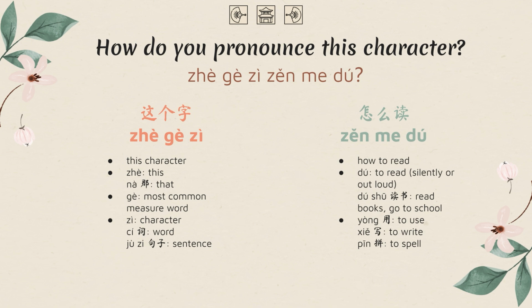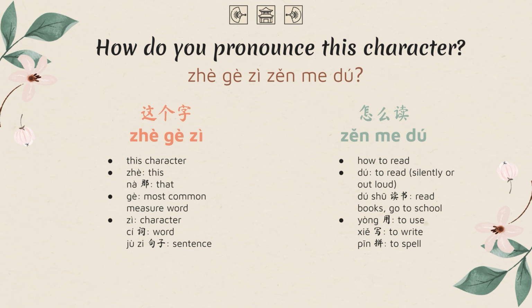怎么读？怎么读 means how to read. We already saw 怎么 in our previous slide. 怎么 means how. 读 means to read. 读书 literally means to read books. For example, 我喜欢读书. I like reading books. But we can also use 读书 to mean to go to school. For example, 他在读书. He's going to school. 读 means to read, but you can also use it to mean to pronounce in this situation.